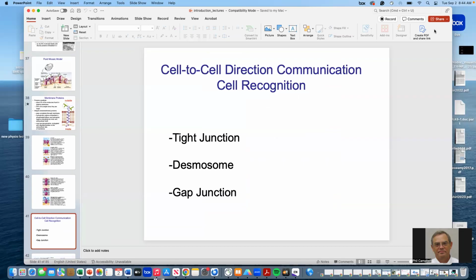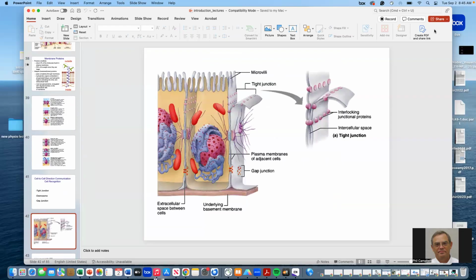Okay, so let's talk about cell-to-cell direct communication, or cell recognition. There are 3 things I want to talk about: tight junctions, desmosomes, and gap junctions. They all have to do with cell-to-cell directed communication. So I'll use graphics to talk about it. Let's first talk about tight junctions. I gave you the example of the skin. That's what tight junctions do. They create really tight joining between 2 cells, so things have difficulty passing between them.